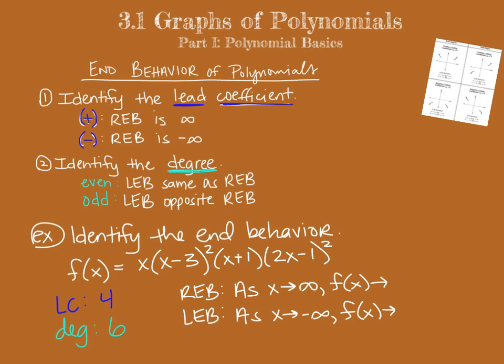Now we need to look at the lead coefficient to find the right end behavior. It's positive. That means our right end behavior is positive infinity. Then our left end behavior is determined by the degree. Our degree here is 6. It's even. That means the left end behavior is the same as the right. So they're both to positive infinity.